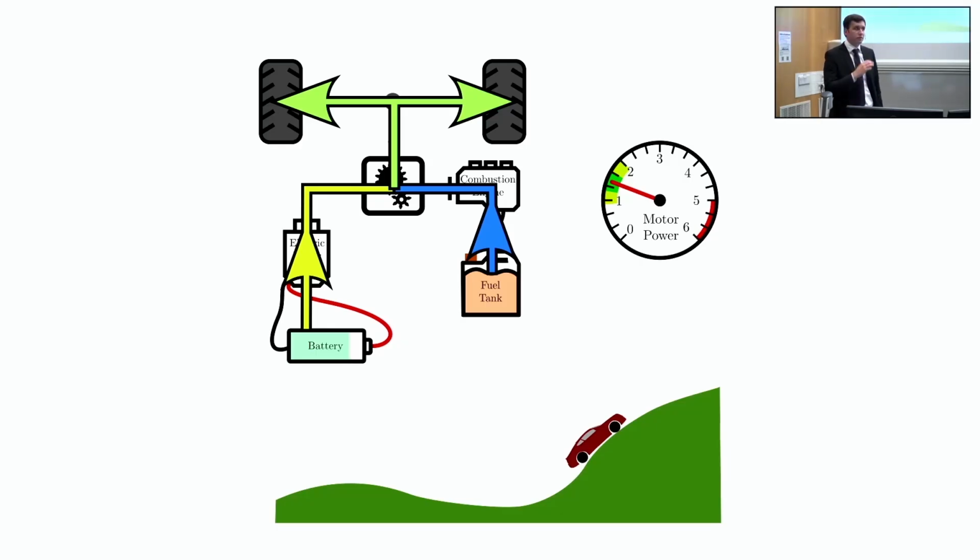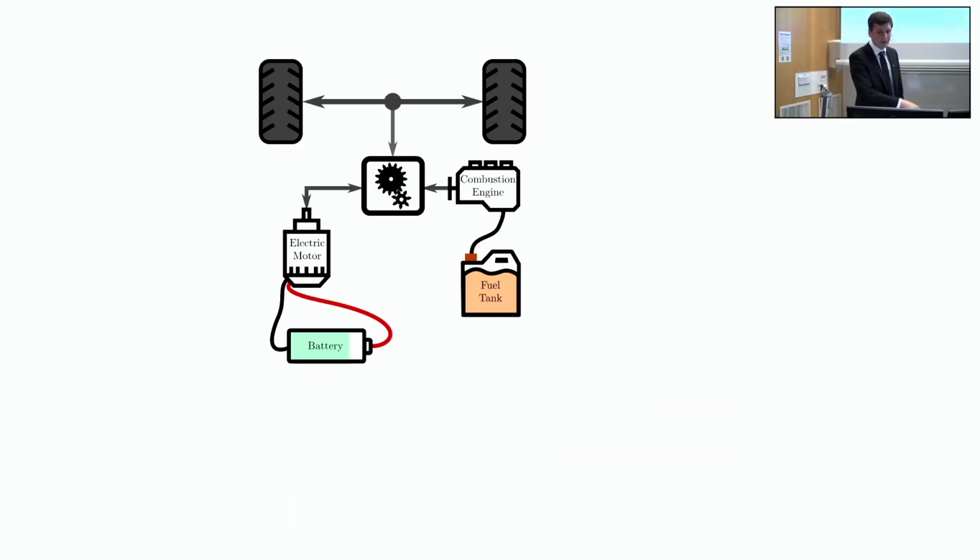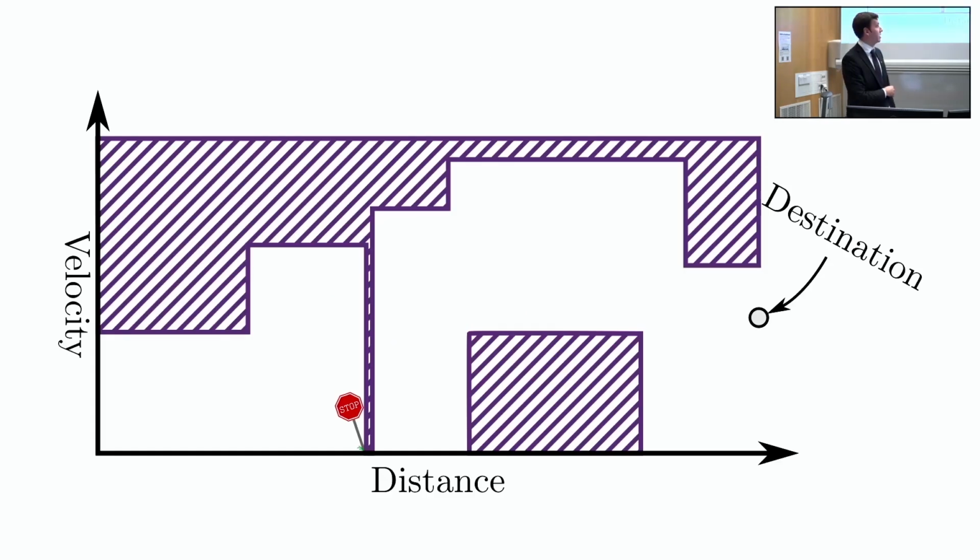Now the question is, how do we figure out when and where to use the combustion engine and the electric motor? And to do so, we can run an algorithm, an instance of dynamic programming.